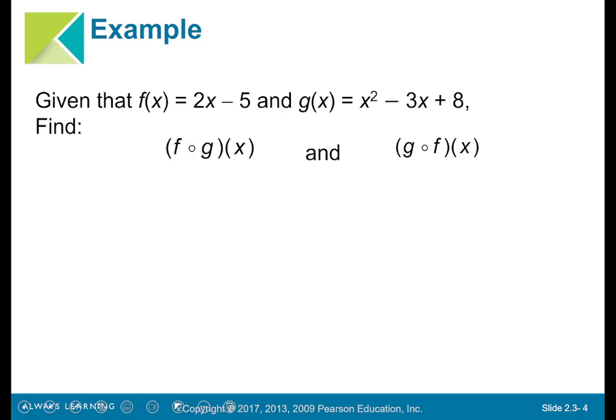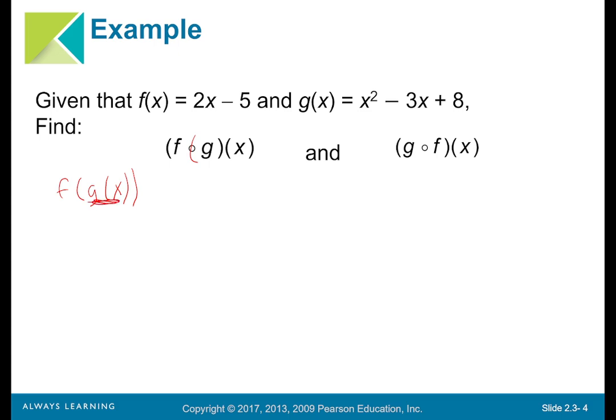Let's suppose f of x is 2x minus 5, and g of x is x squared minus 3x plus 8. Then we're going to look at f of g of x and g of f of x. I could have also said f composed with g of x and g composed with f of x. So all I want you to picture in your head is taking that circle and drawing a parenthesis instead, because then you know it needs to go f of g of x.